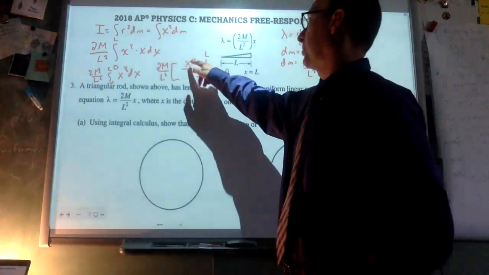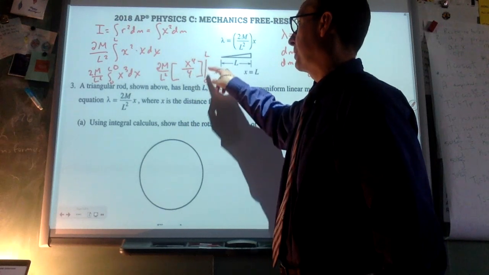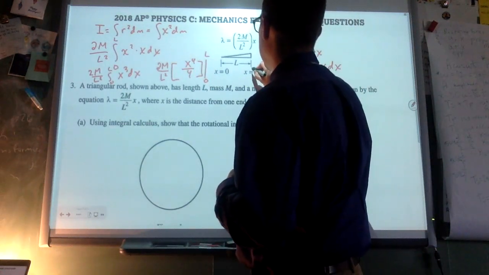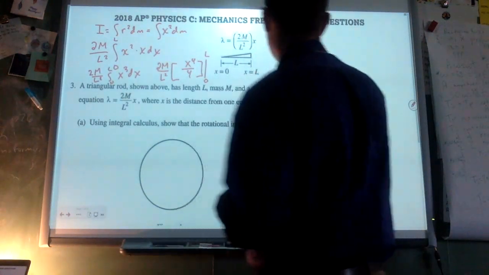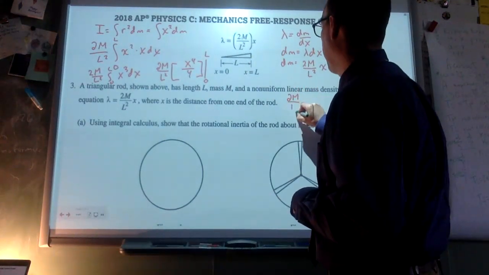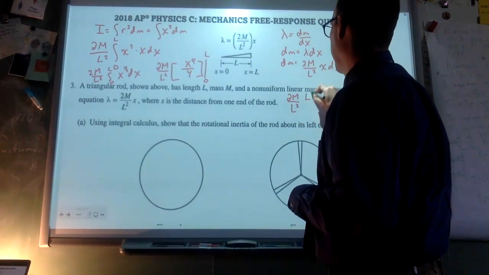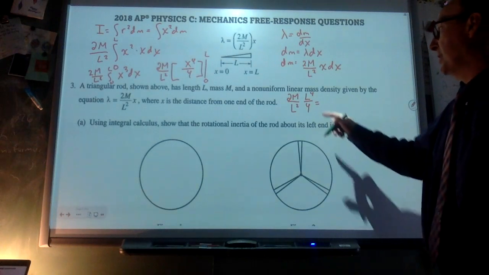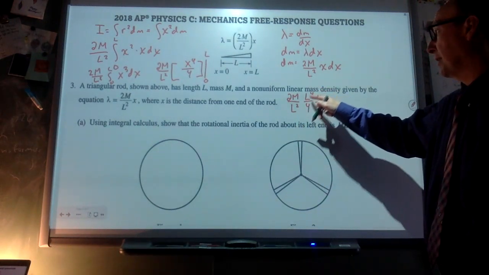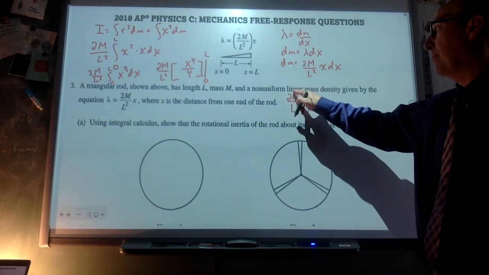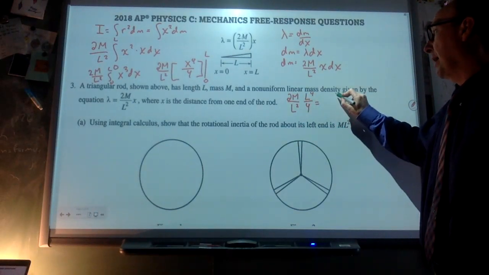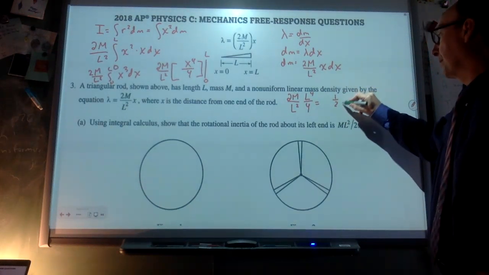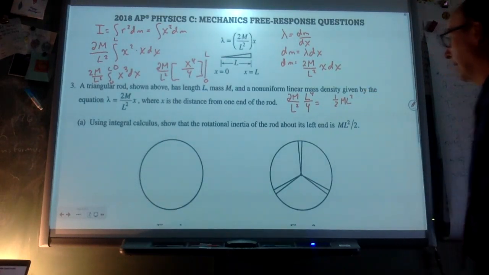And so we're going to have L to the 4th over 4 minus 0 to the 4th over 4. So it's just going to be L to the 4th over 4. So this is going to be, I'll write it right here, 2m over L squared times L to the 4th over 4. And we can see that an L squared will cancel out in the bottom and leave an L squared in the top, and we can cancel out a 2, and I end up with 1/2 ml squared.